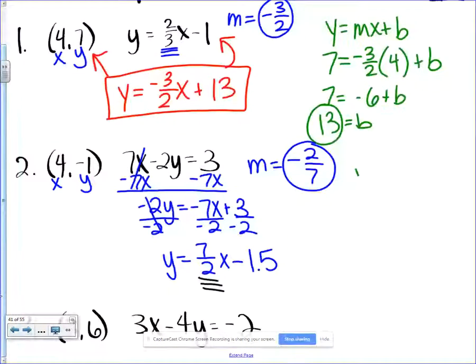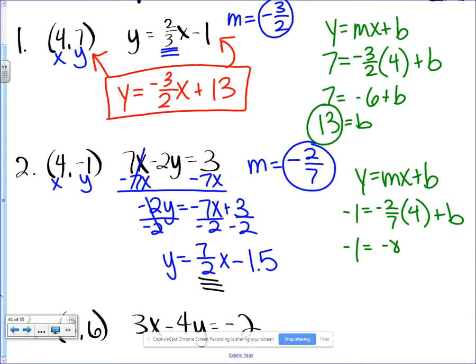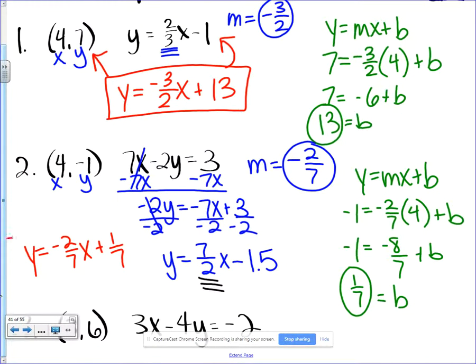So when I plug it into y equals mx plus b form, my y is -1, my m is -2/7, my x is 4, and I'm trying to find b. When I multiply this, I get -8/7, which could also be written as -1 1/7, plus b. I'm going to add it over. When I do that, I think that's just going to give me 1/7 for my b. My equation will be y equals -2/7 x plus 1/7. This is the equation of the line that is perpendicular to that equation and goes through that point.